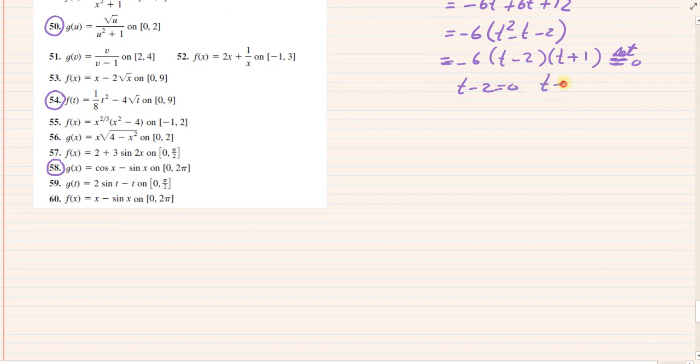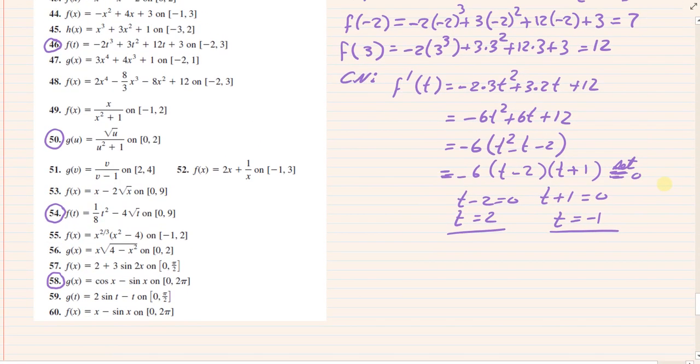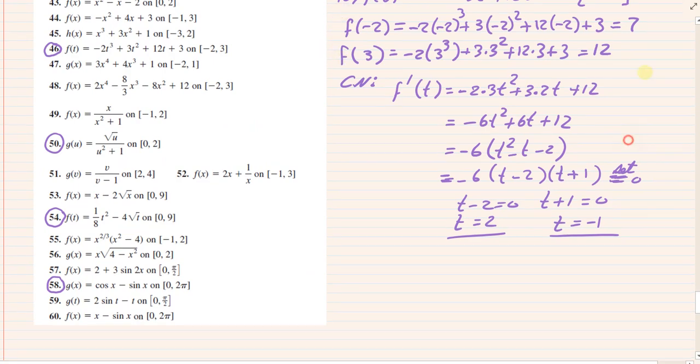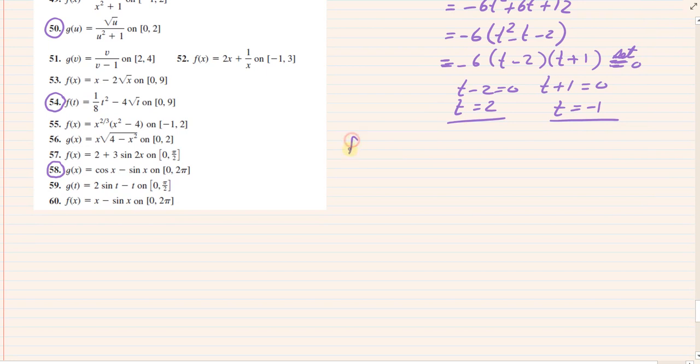Each factor could be 0 by the zero factor theorem. So we'll pick up two numbers for which t is 0. Those are our critical numbers. Our critical numbers are 2 and negative 1. Now if you note, up here we have negative 2 and 3. Good, so let's try this. Now we're going to do f at 2, and then we're going to do f at negative 1.